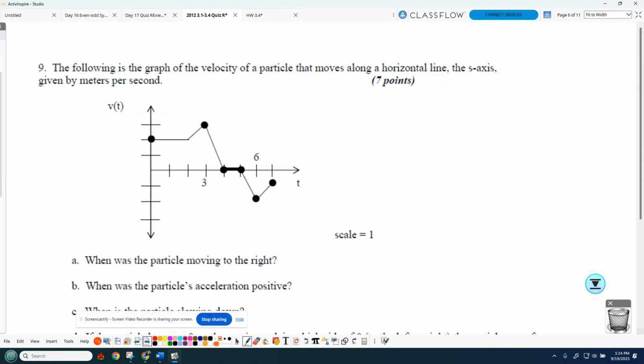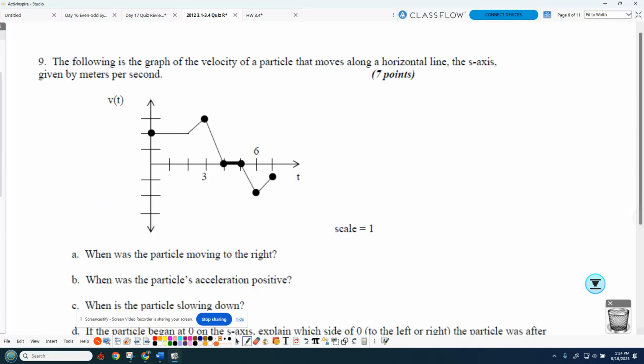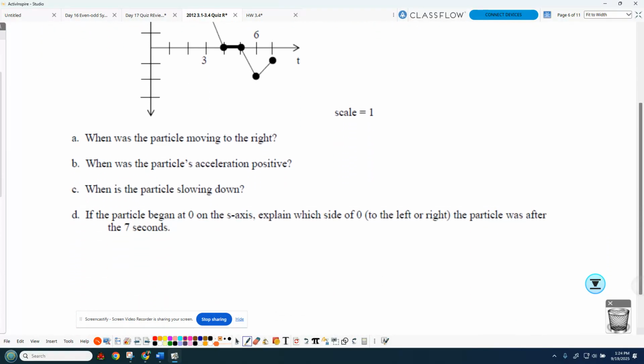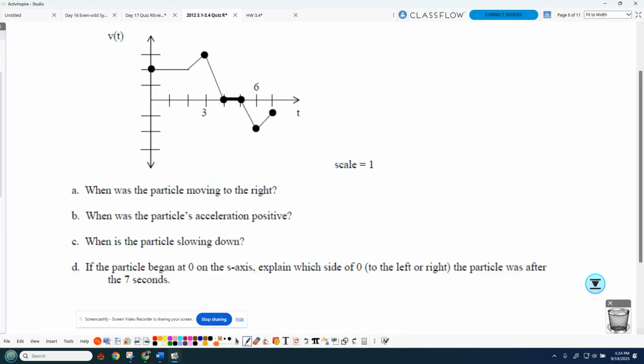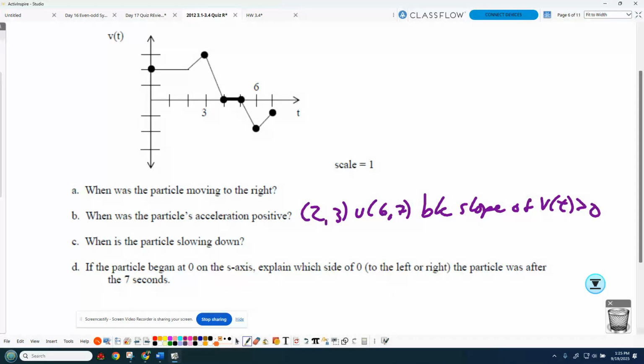And then, look at the velocity graph and tell me stuff about it. This asks, when is acceleration positive given this velocity graph? Between 2 and 3 and 6 and 7. Why? Because that's when the slope of the velocity graph is positive. Okay.